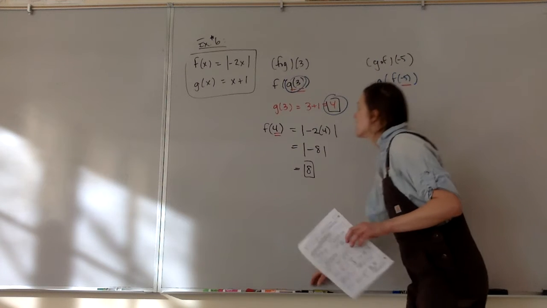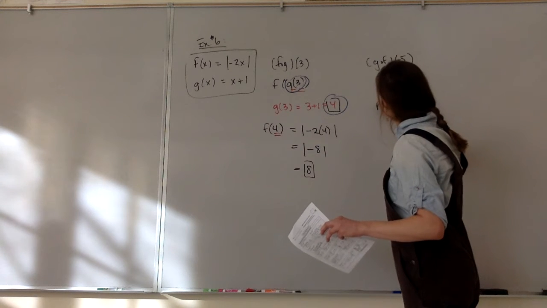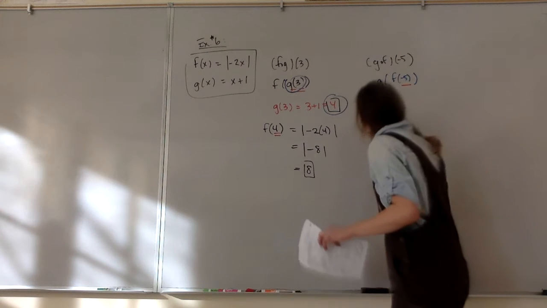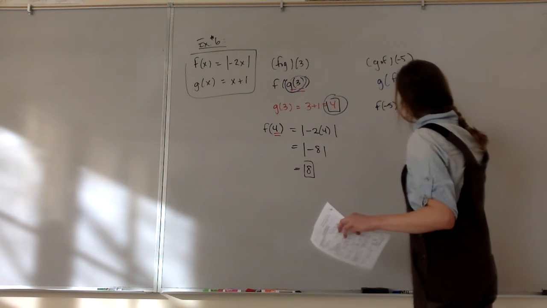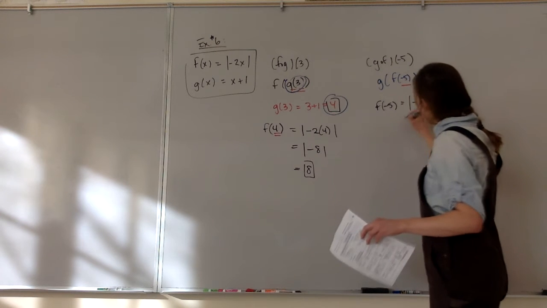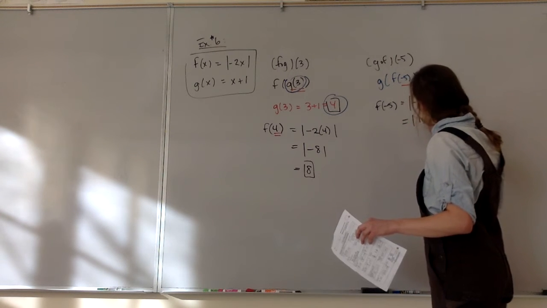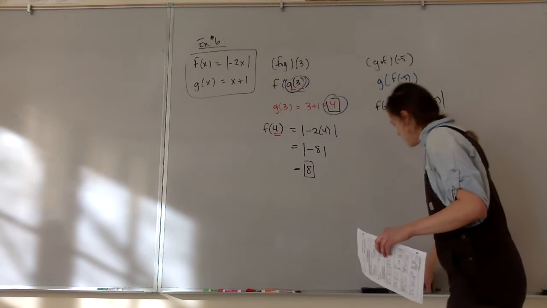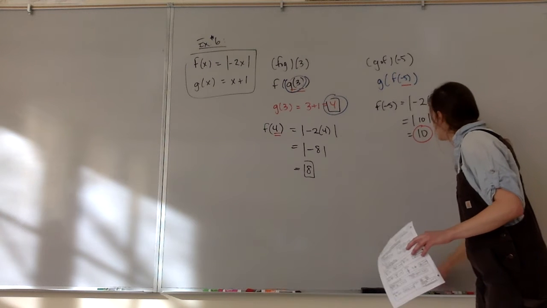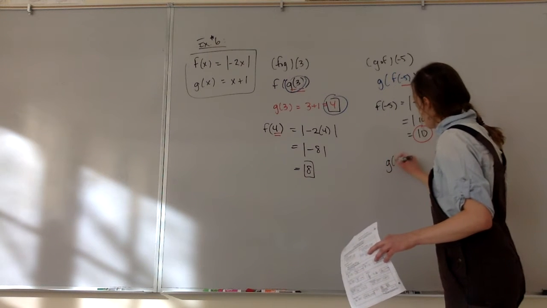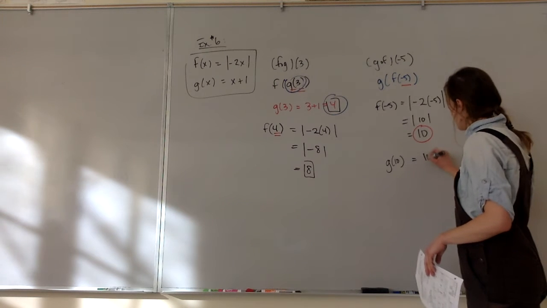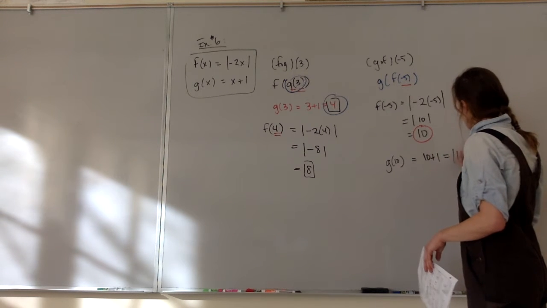And so I plug in, so f of minus 5 equals the absolute value of minus 2 minus 5, which equals the absolute value of 10, which equals 10. And then I take that value and I do g of 10. And that's 10 plus 1, so that equals 11.